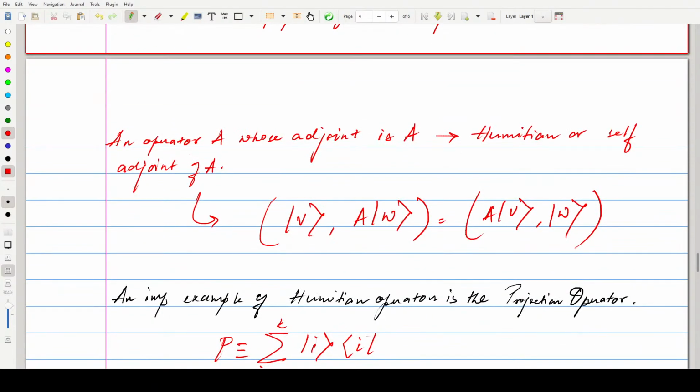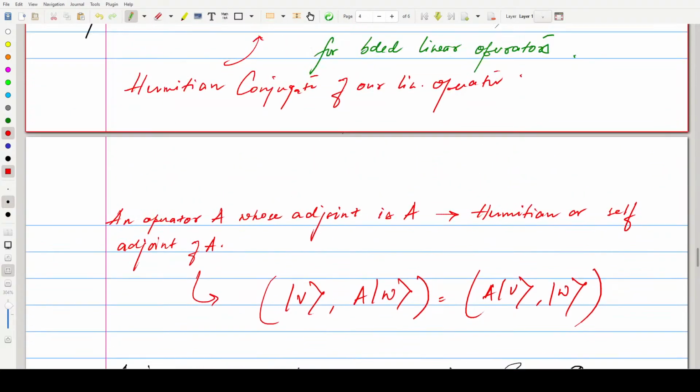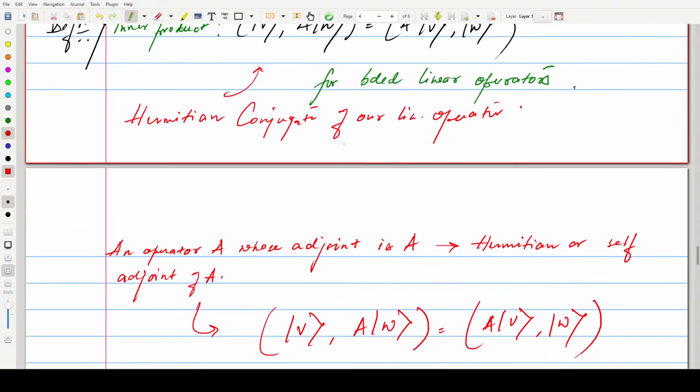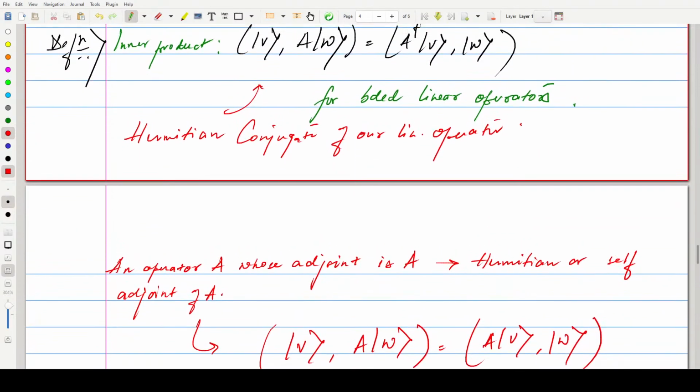And look at what an adjoint is. An operator A whose adjoint is A itself is basically Hermitian, or self-adjoint. So what this means is, can we just look over here? I don't think I can fit them in the same screen. Hang on one second.